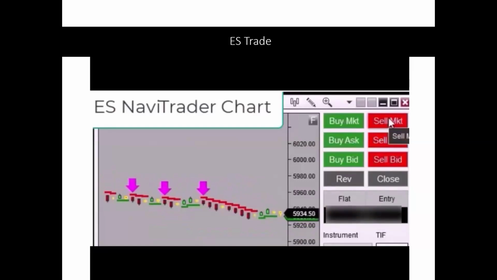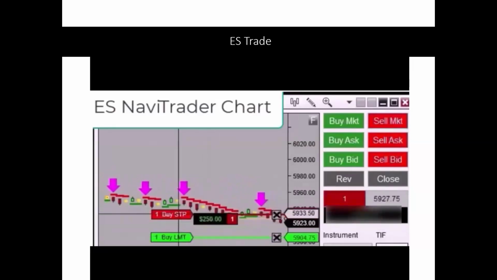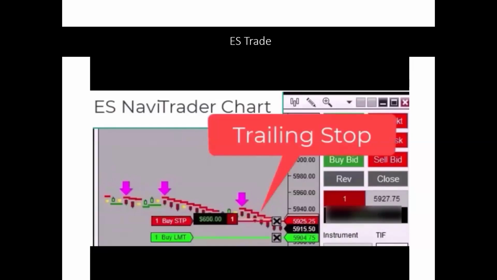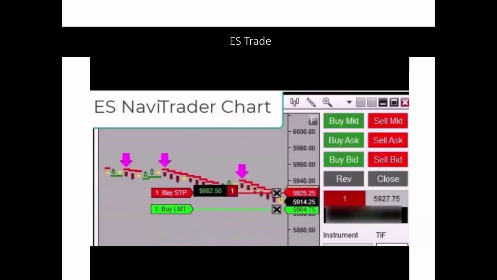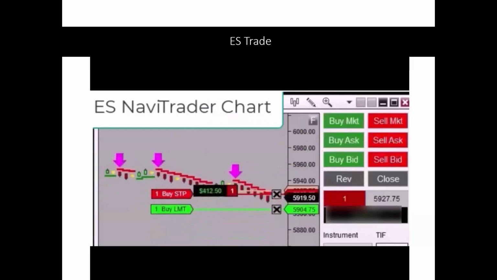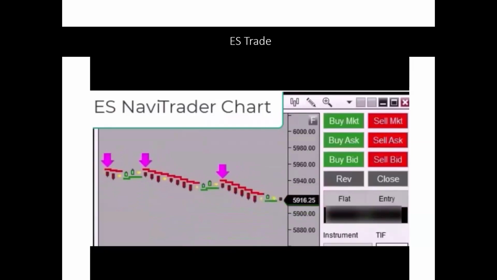All right, so that's the automated trailing stops. Okay, so here we had another sell signal, went short again, attached the trailing stop. So you've got a target down there at 59.04. And on that trade, we came out again on the trailing stop.